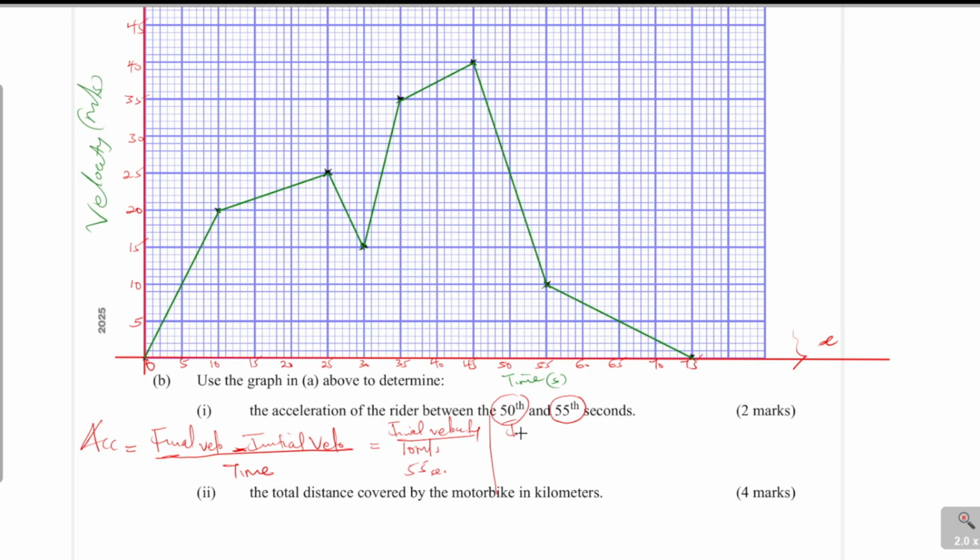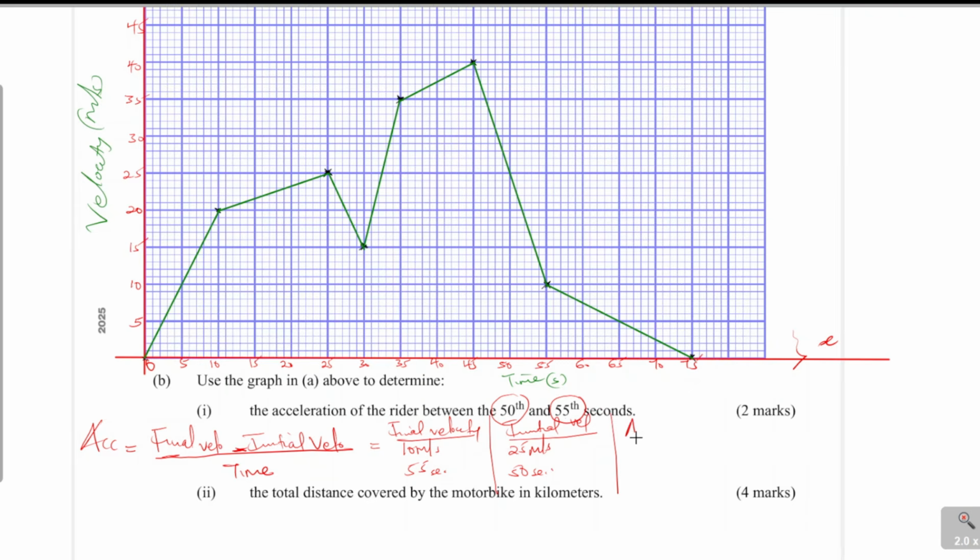Then the initial velocity we get it at the 50th second. So 50th second, when you go up from the 50th second to the graph, you notice that this one will be 25. We give 25 meters per second. At 50th second, the speed is 25 meters per second. So that is at 50th second. So with this now, you can see we have the final velocity as 10 meters per second. Initial velocity is 25 meters per second.